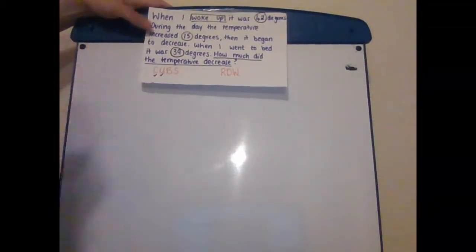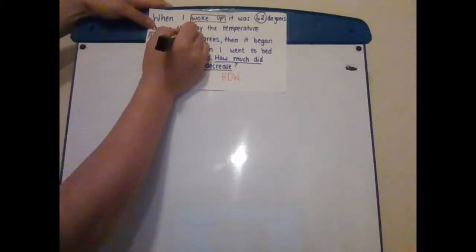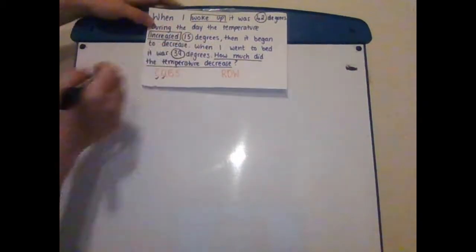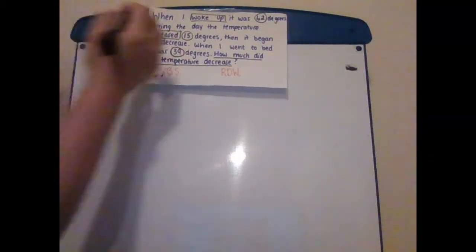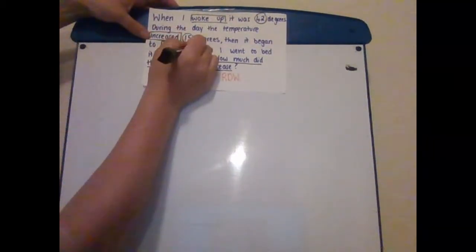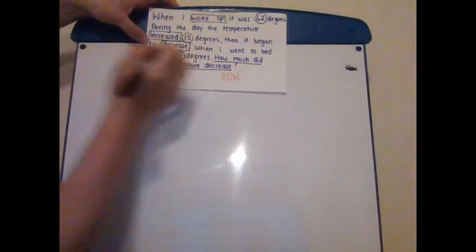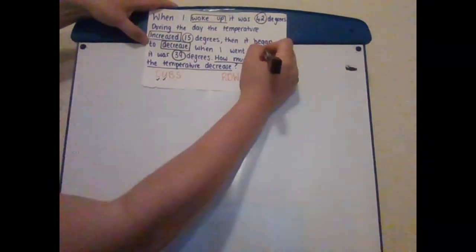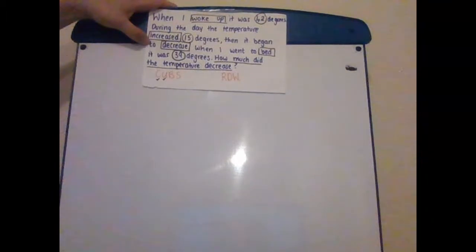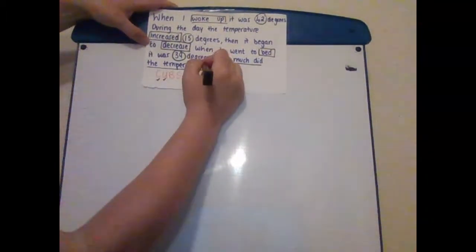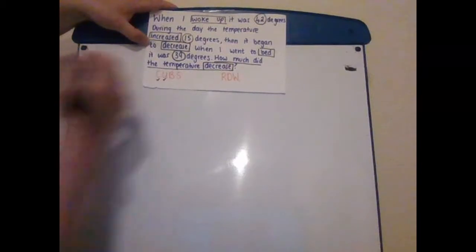During the day, the temperature increased 15 degrees. So it started off at 42 degrees and it went up 15 degrees. Then it began to decrease. I don't know how much, but it went down. When I went to bed, it was 39 degrees. How much did the temperature decrease? Okay, so the temperature is going up and down. I boxed my important words.